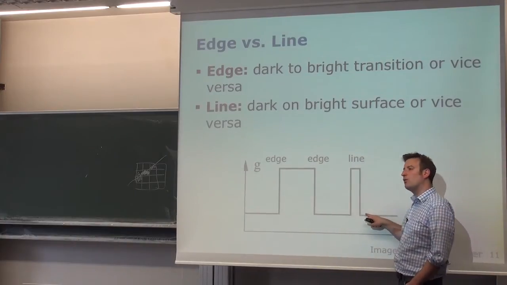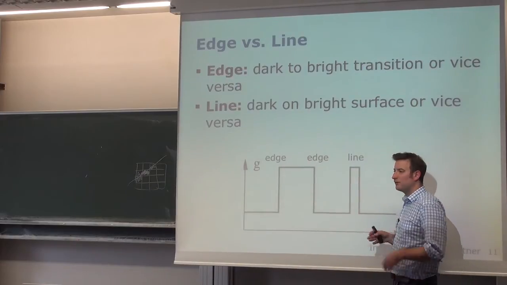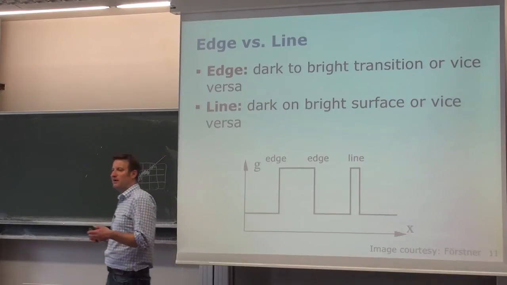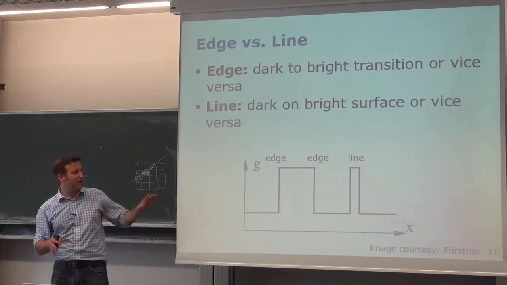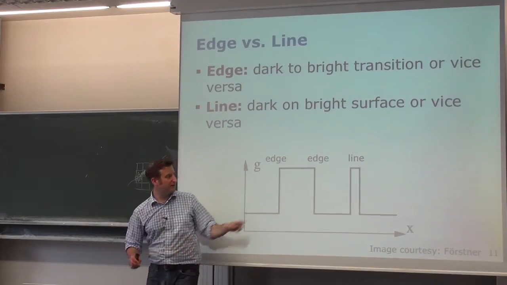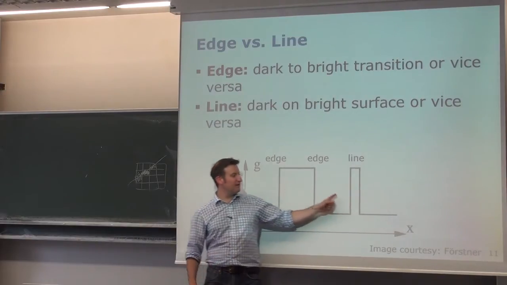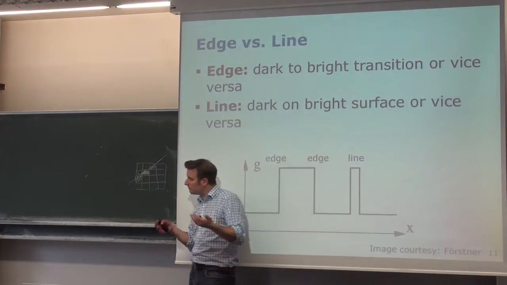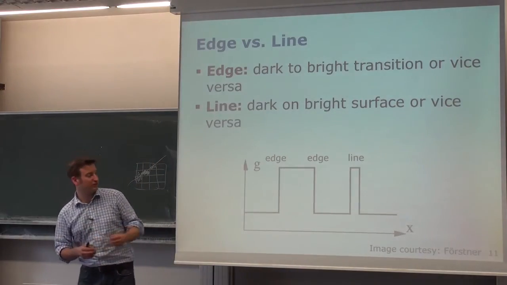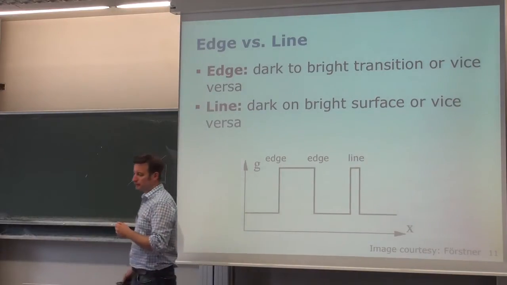Something like this I would more call a line. It's just kind of dark and there's one small line in there. Of course, if you make the line thicker and thicker, at some point in time we end up with an edge. So it's not a perfect distinction between an edge and a line. If you have very small lines, we may need to discuss if we regard this as an edge or not. It's basically the minimum width so that we still call it an edge.